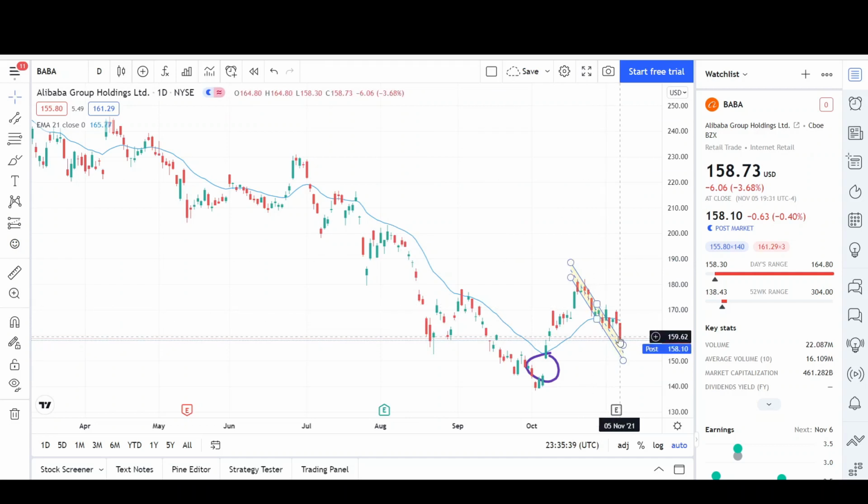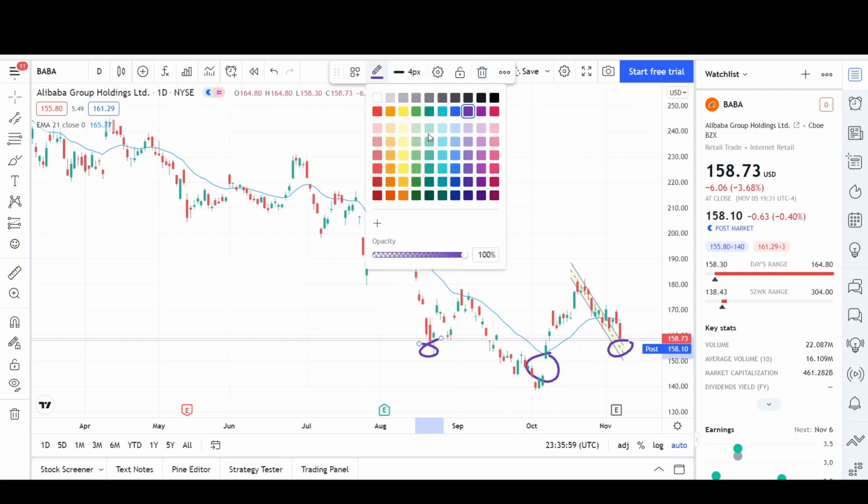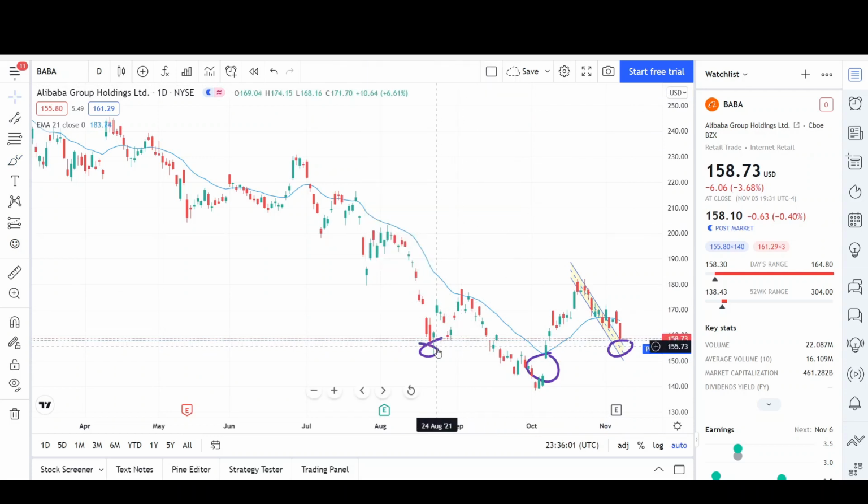So maybe we can continue lower, or maybe we can just stop right here, find support, maybe create one of those inverse head and shoulders. Like this would be the shoulder, the head, and this could be the right shoulder. I'm not really much of a pattern trader. I don't think that's how it's going to play out, but that's something that could happen. I just don't see that happening though on this stock.